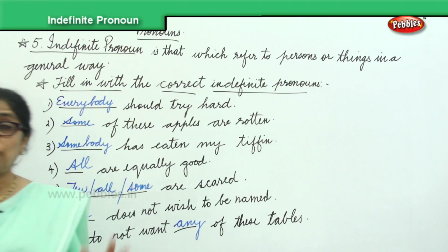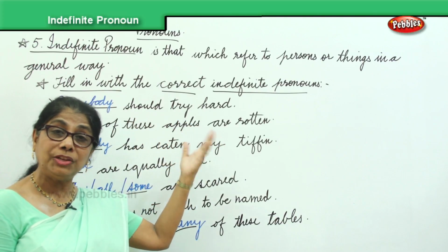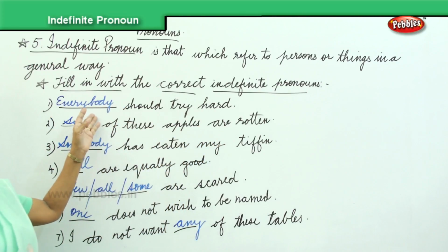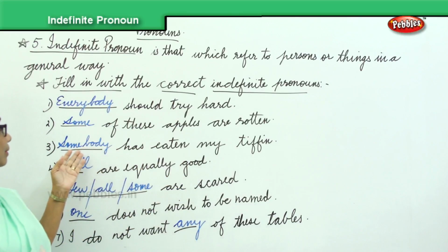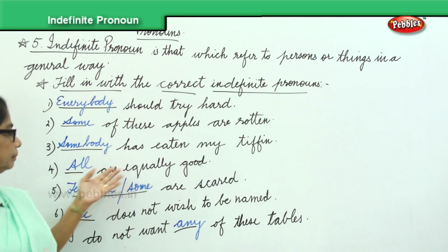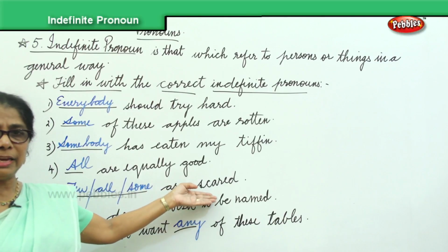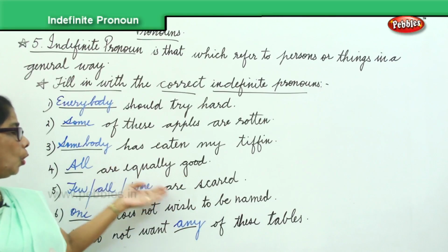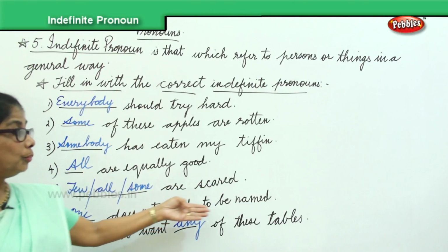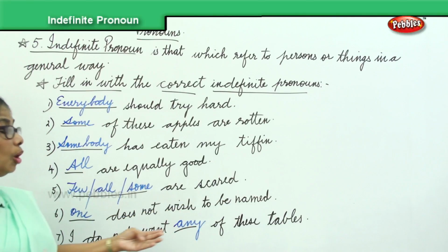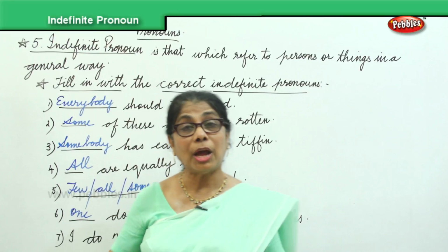Now, what have we done here? We have filled in with the correct indefinite pronoun. We are not talking about anything specific. We are talking in general. So, filling in is very easy. Everybody should try hard. Some of these apples are rotten. Somebody has eaten my tiffin. All are equally good. Here you can use three different indefinite pronouns: few are scared, all are scared, or some are scared. Here, one does not wish to be named. And finally we have, I do not want any of these tables. So we have learned the usage of indefinite pronouns in these sentences.